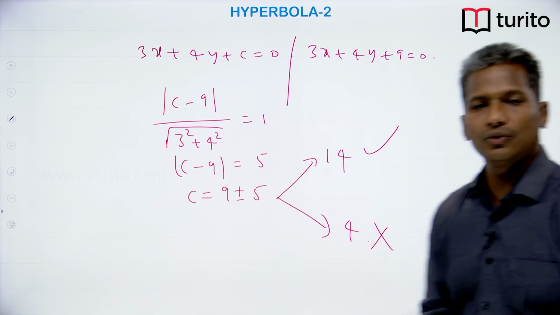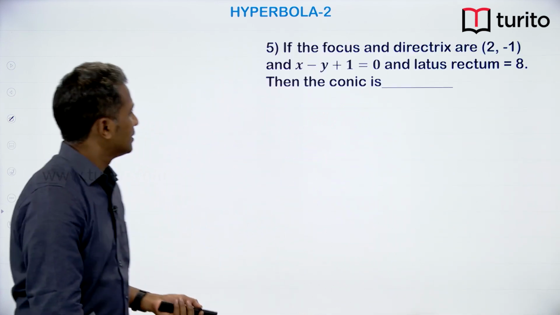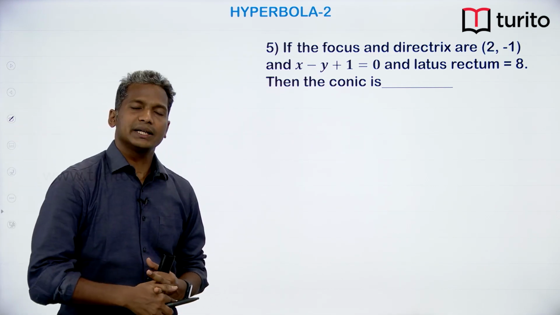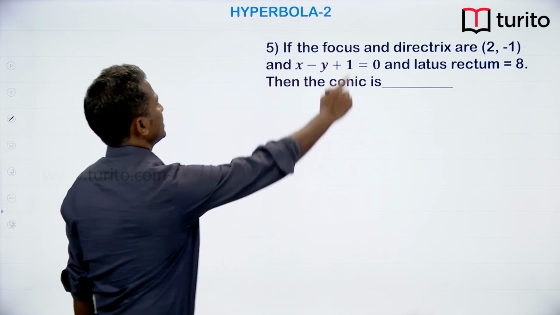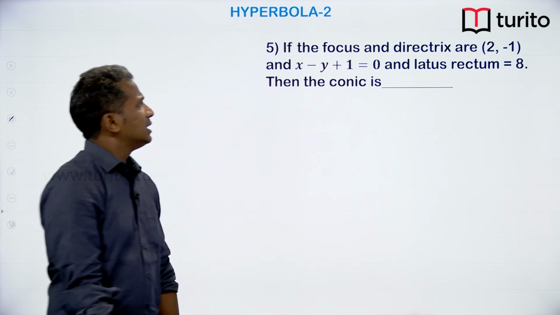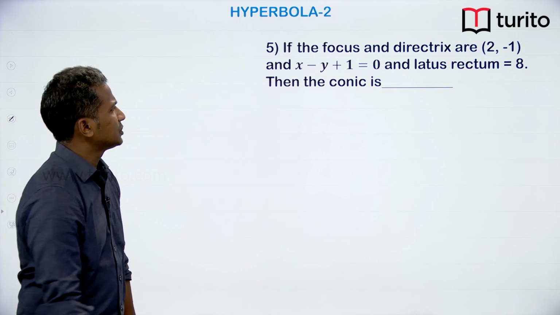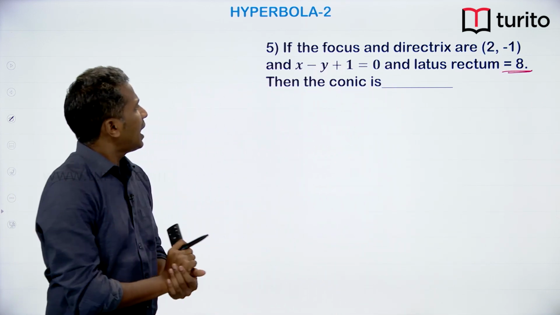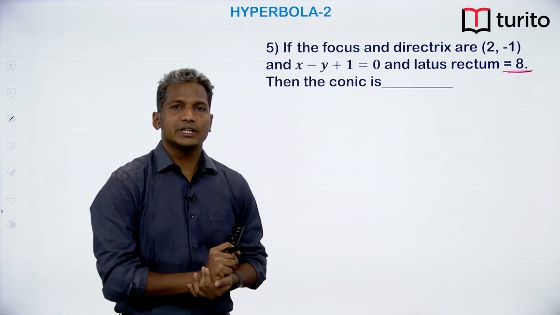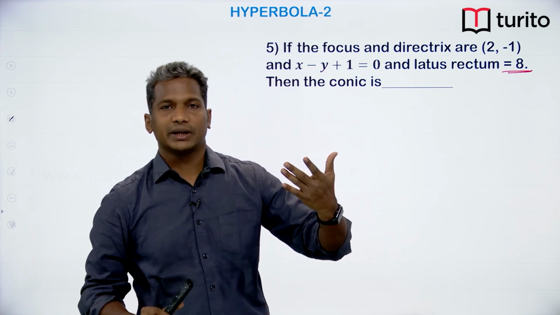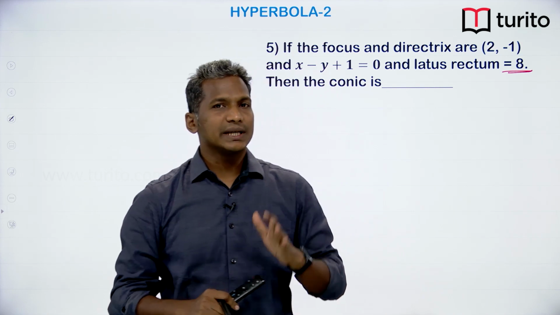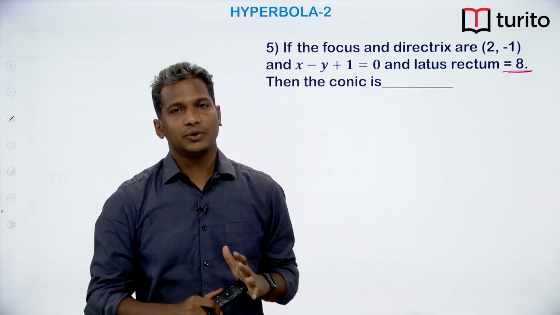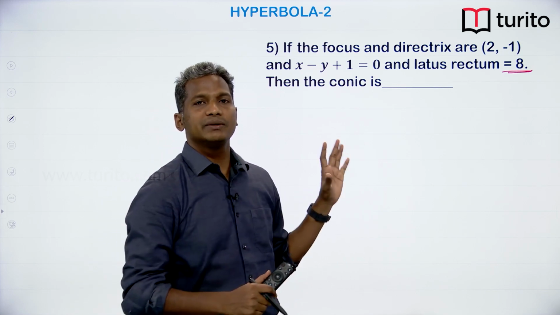Okay. So, now we will move on to the next question. Next, the focus and directrix are already given, this is the focus and this is the directrix, and the latus rectum is also given. So, here basically the length of the latus rectum is given, and the question is to find the conic. Is it a parabola? Is it an ellipse? Is it a hyperbola? Or is it a rectangular hyperbola? So, now how do we proceed with this?